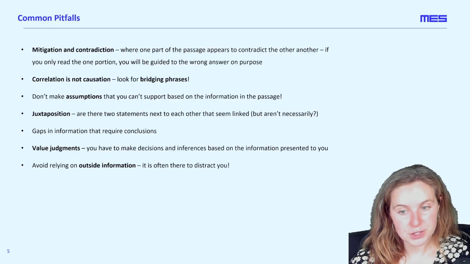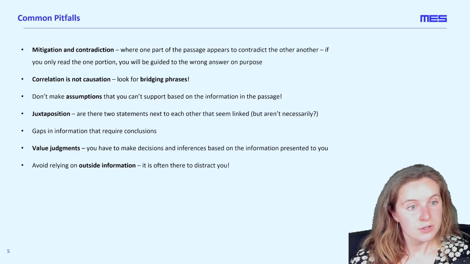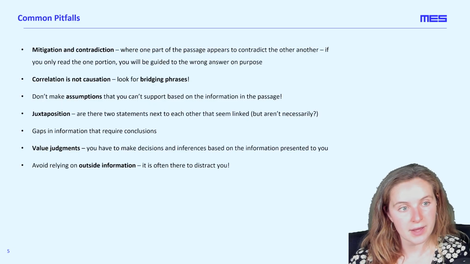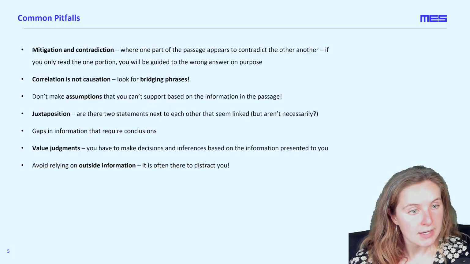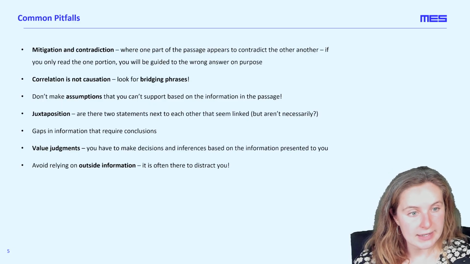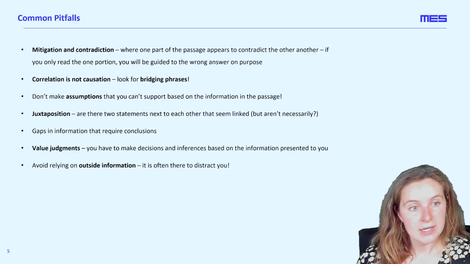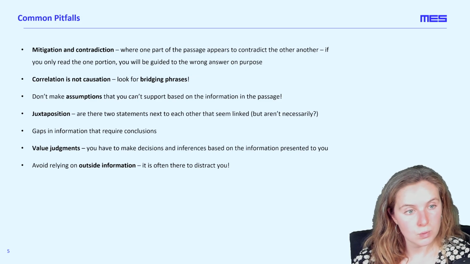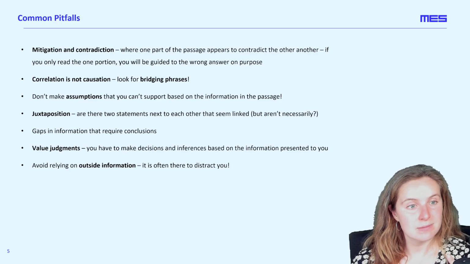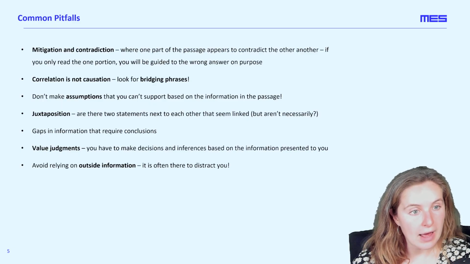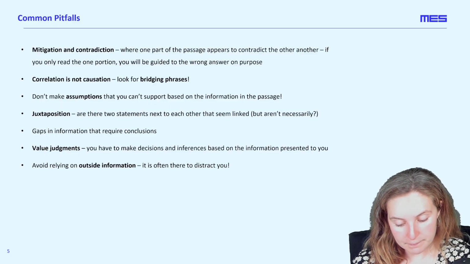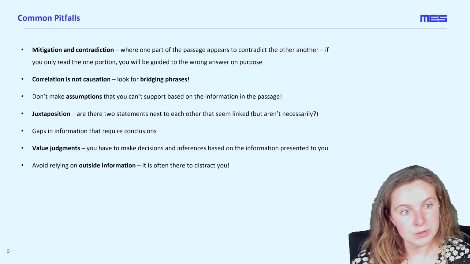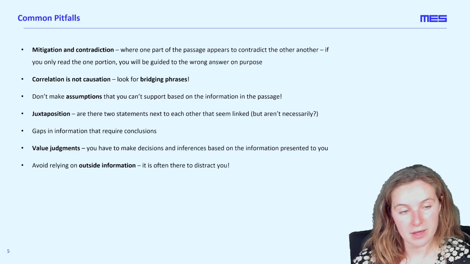Another pitfall is correlation is not causation. So oftentimes, naturally when you're reading, you read one sentence onto another and you assume a link of some kind. In these passages, it is a very usual trick to put two sentences together that seem related in some way, but actually are not cause or effect or not actually linked specifically. And this has led people to make the incorrect assumption based on the information they're given, if you assume that there's a link like cause and effect between one and the other.